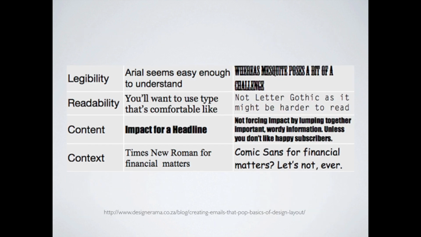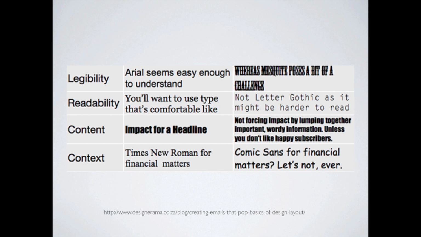So here, I apologize, this slide is a little bit blurry, but legibility, we're comparing at the top. Arial's pretty easy to read. Mesquite presents a bit of a challenge because it's hard to distinguish the individual letters. Readability, you want to use a type that is comfortable, not Letter Gothic, as it might be harder to read. So there is a subtle difference between those. Notice in this scenario, readability, it's pushing a sans serif and a serif together. So the serif font is a little bit easier to read than the sans serif.